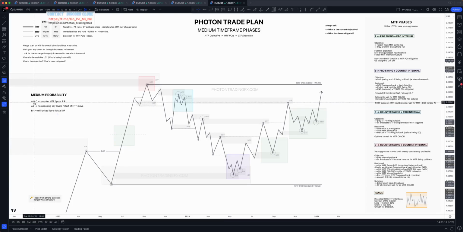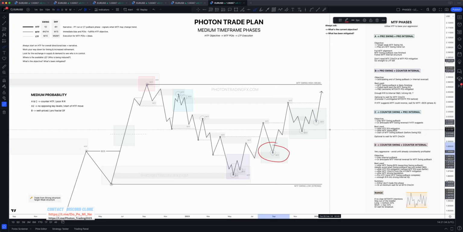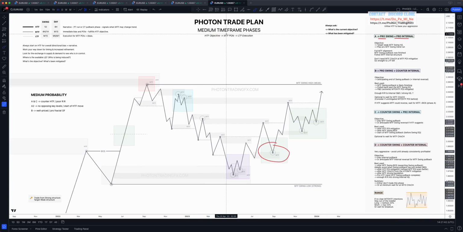So let's talk about phase A and C first, because really those are my two favorite phases out of all of them. I would even probably be happy just trading these two. So let's think about phase A first. As I've said before, the best time, in theory, to trade phase A is here. So phase A is pro swing and pro internal on your medium time frame. Okay, we always apply the phases just to your medium time frame. So for me, that's the M15.